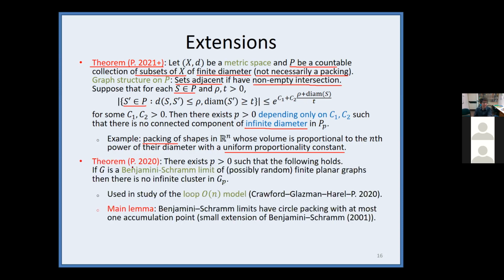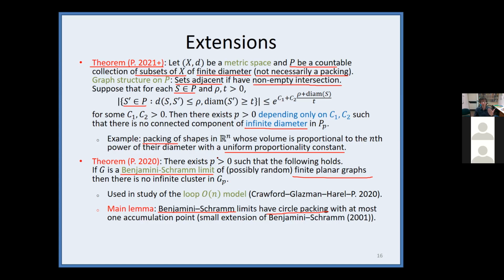Okay, another extension. Instead of working with recurrent planar graphs, you can instead work with Benjamini-Schramm limits of finite planar graphs. I tell this only for those that know what a Benjamini-Schramm limit is. It turns out Benjamini and Schramm proved, and you have to extend it slightly, that any Benjamini-Schramm limit of finite planar graphs may be represented by a circle packing with at most one accumulation point, and hence you may use the same proof about the circle packing.